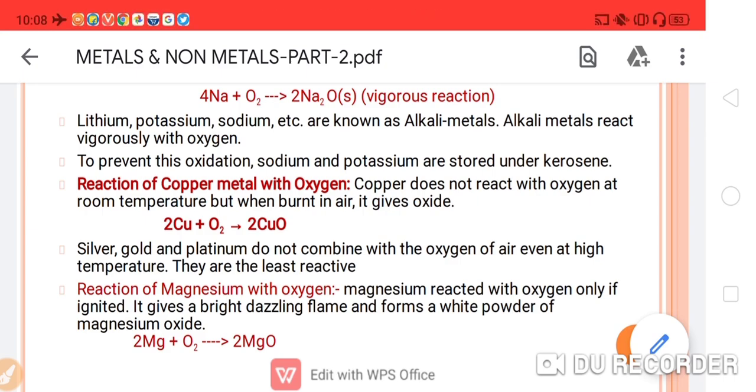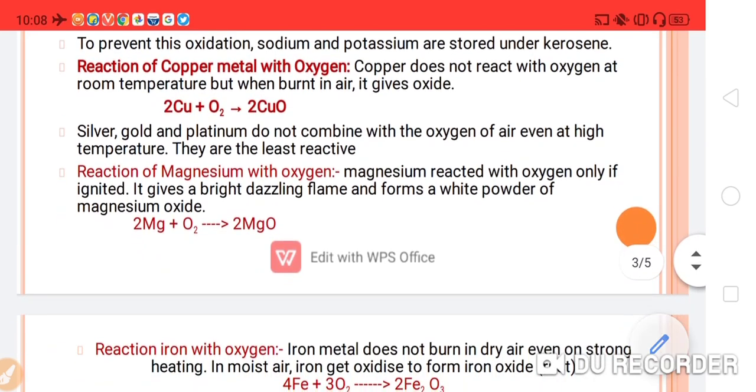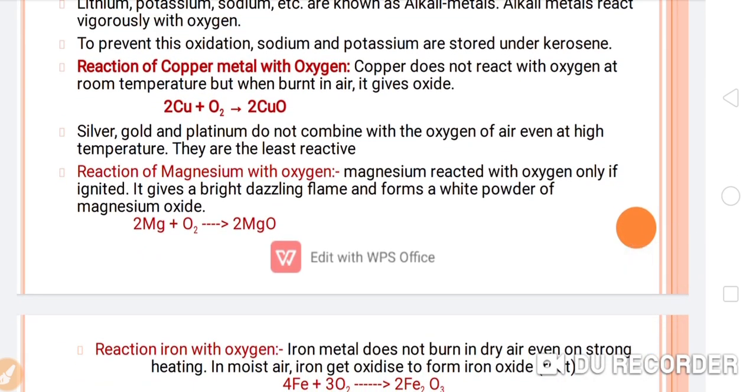Okay, so please note it down. This is a very important point: silver, gold and platinum do not combine with oxygen of air even at a very high temperature. So they are the noble metals, you can say. Okay, now reaction of magnesium with oxygen.